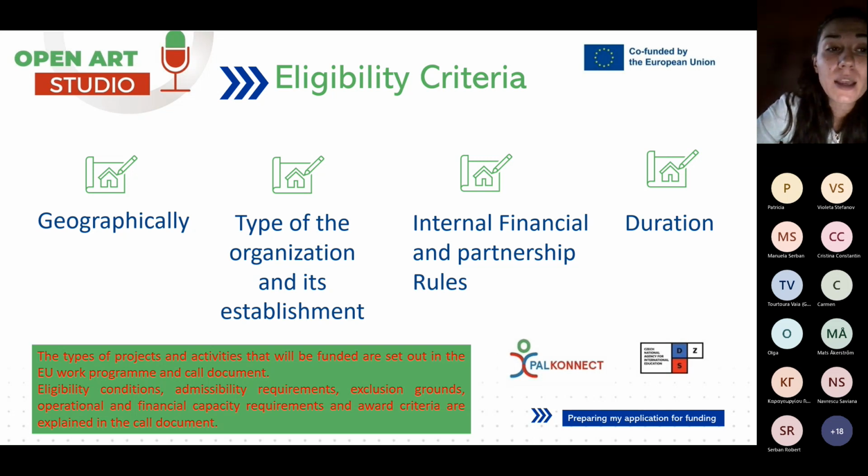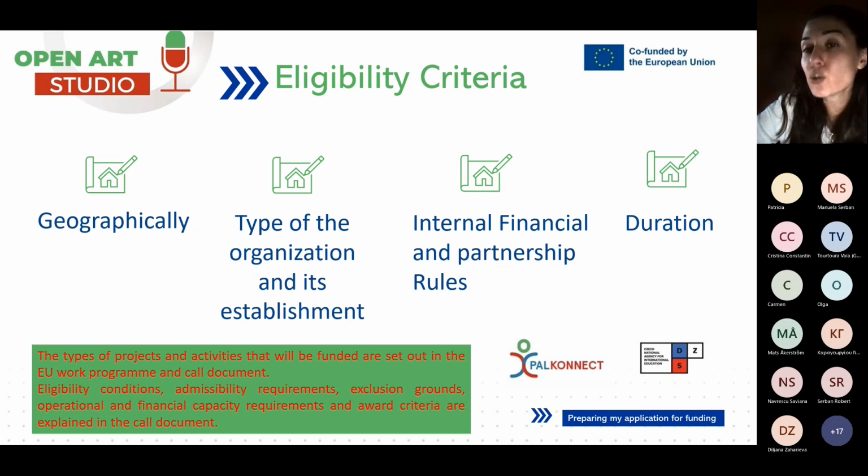So the eligibility criteria can be geographical issues. For example, sometimes in the call of proposals it is written that you need to engage at least 5 organizations from 5 different countries. You need to read it carefully. Sometimes it is written that you need to engage 2 organizations from the same country, from 5 different countries. So please read it. Of course, another criteria is the type of the organization and its establishment. So that means that in the call is described if they want to participate companies, NGOs, different kinds of associations, SMEs, natural persons, public authorities, etc.